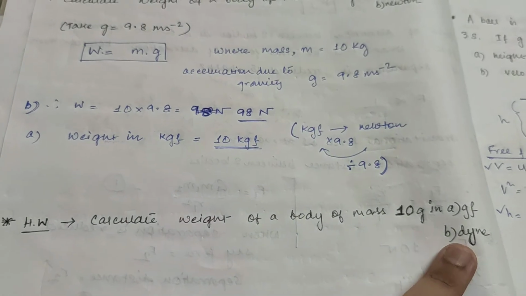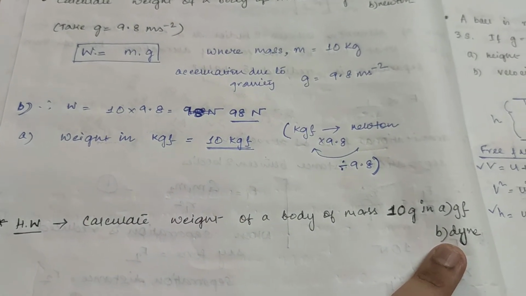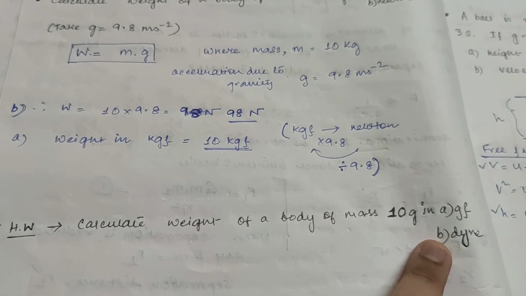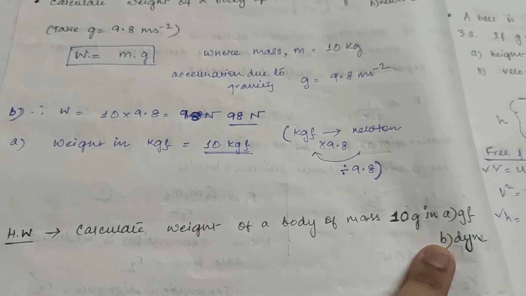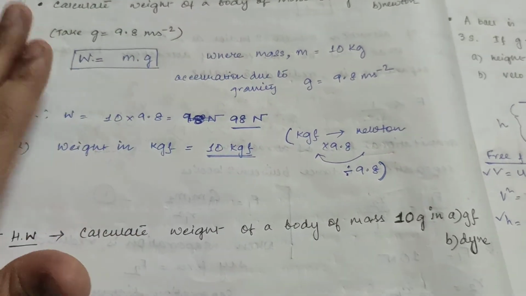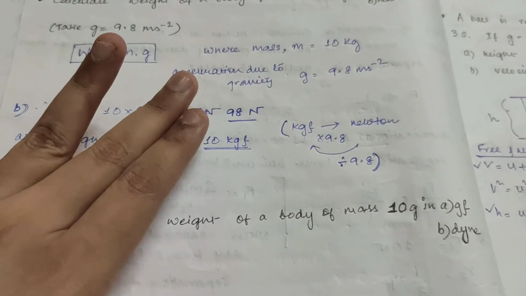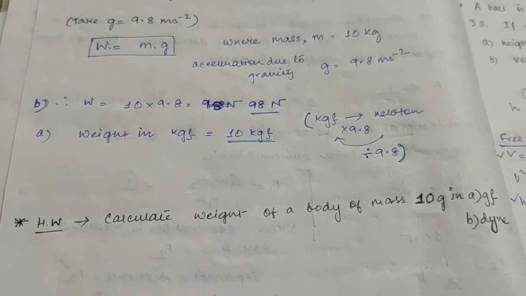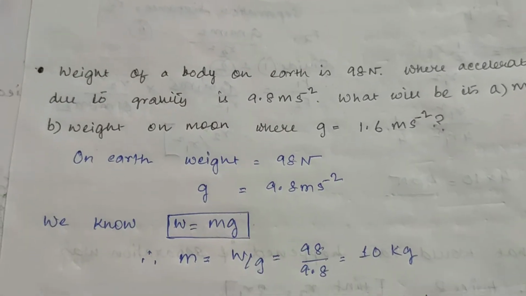That's why when we convert from gf to dyne, we multiply by 980, isn't it? So just remember, Newton is SI, dyne is CGS, so convert accordingly. Do this as homework. Now see the next one.